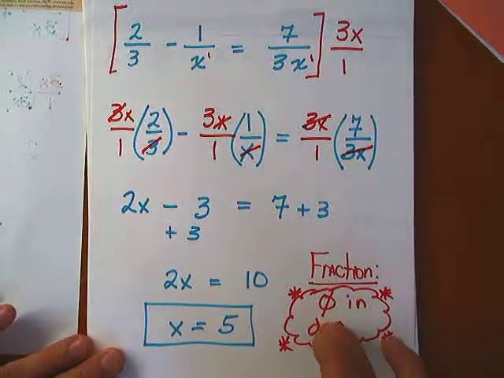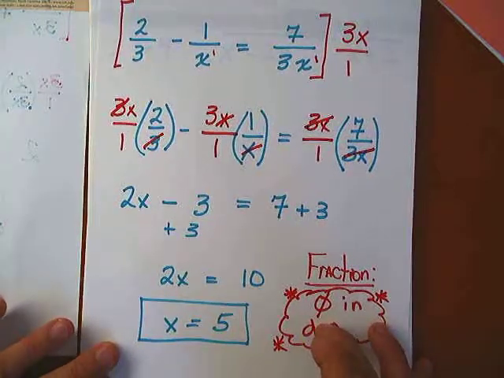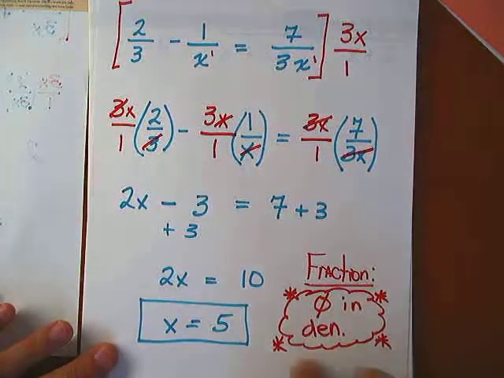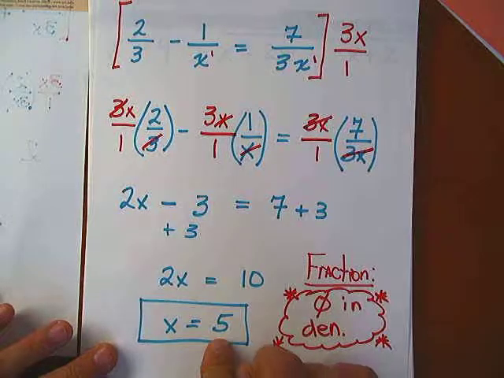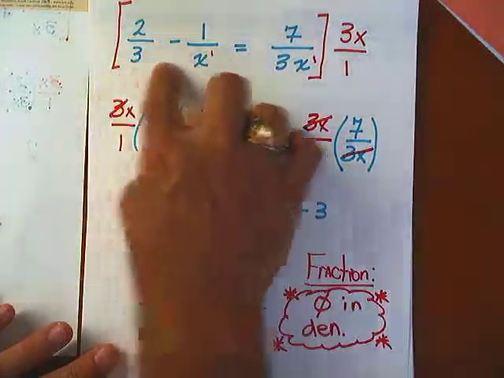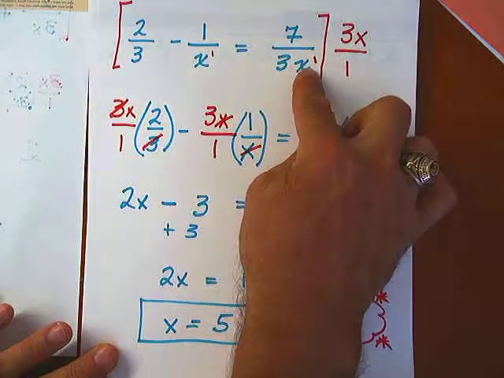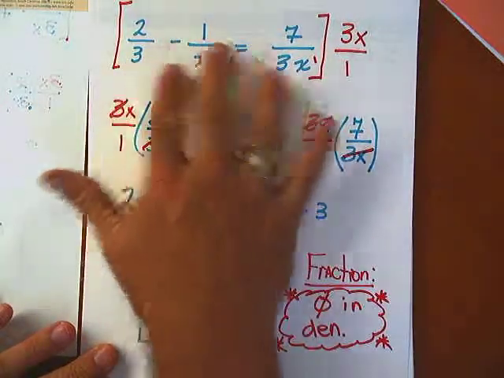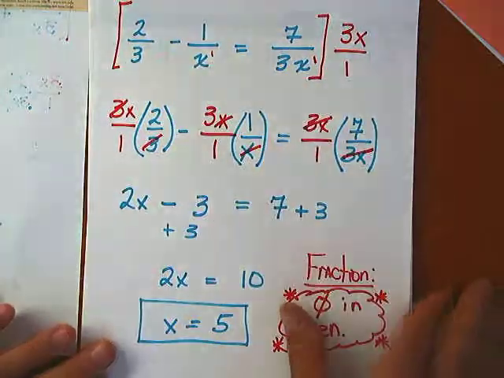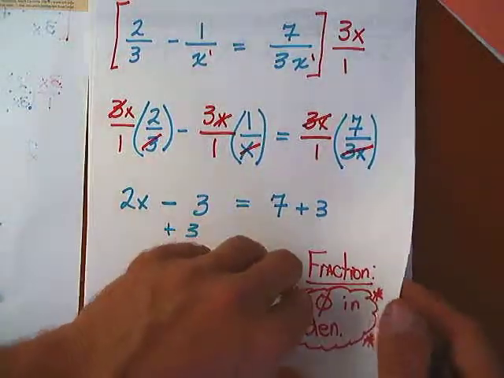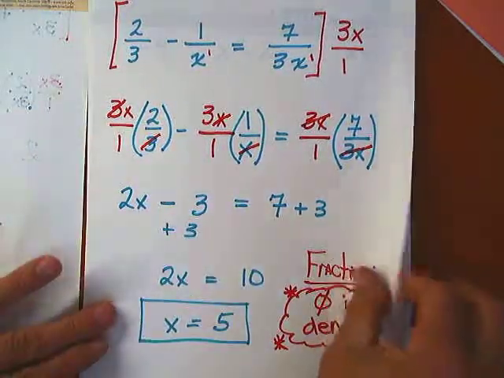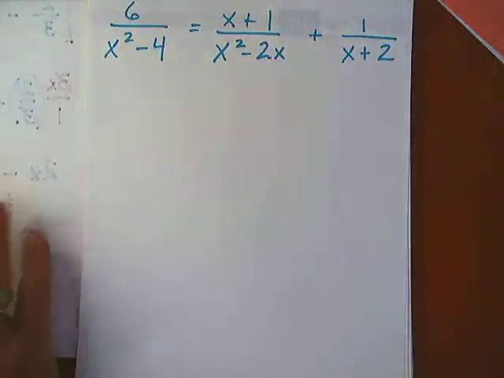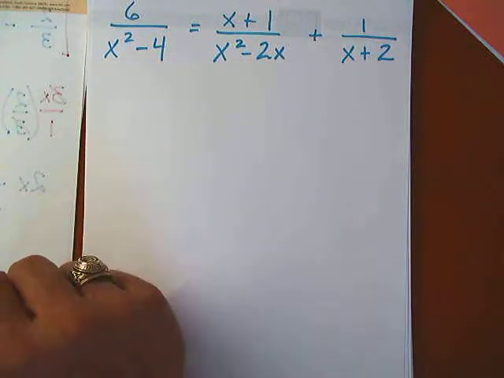So, I'm going to go ahead and tell you this right now. There will be problems that you have on homework and tests, and if you don't do this, you're going to get the problem wrong because the answer is no solution. So be careful. Make sure you take that number and plug it back in mentally in the denominators to make sure that you're not going to get a 0.